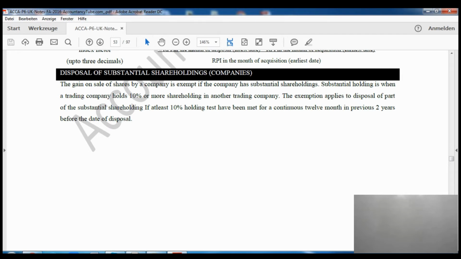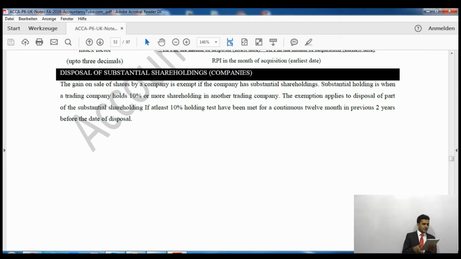Right, now we'll look at the disposal of substantial shareholding. That is the reason I mostly ask you to keep your notes in front of you instead of just looking at the screen, because sometimes I forget to scroll down the screen. So that's why I always ask you to keep the notes in front of you, which you can download from our website.